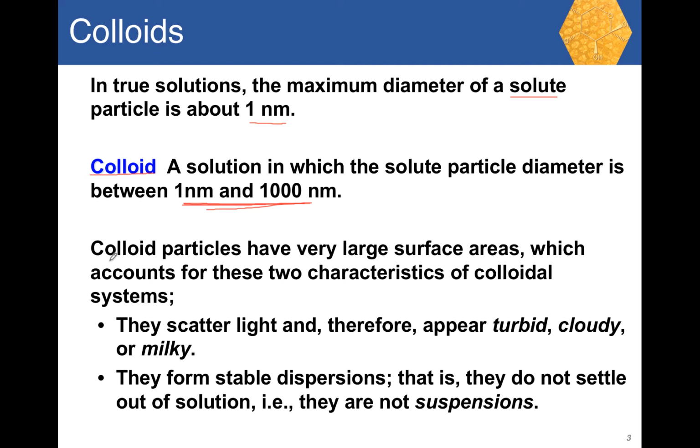So the properties of colloids are shown here. They have large surface areas, the particles. Now we're going to call these particles and not solutes per se. So the colloid particles are large, and they have two characteristics. Number one, they scatter light. So if you shine light through a solution that's a colloidal solution, it scatters the light. So it looks a bit turbid or cloudy, and is often described as milky. Notice that's different from your true solution, which would be like a solution of table salt in water.